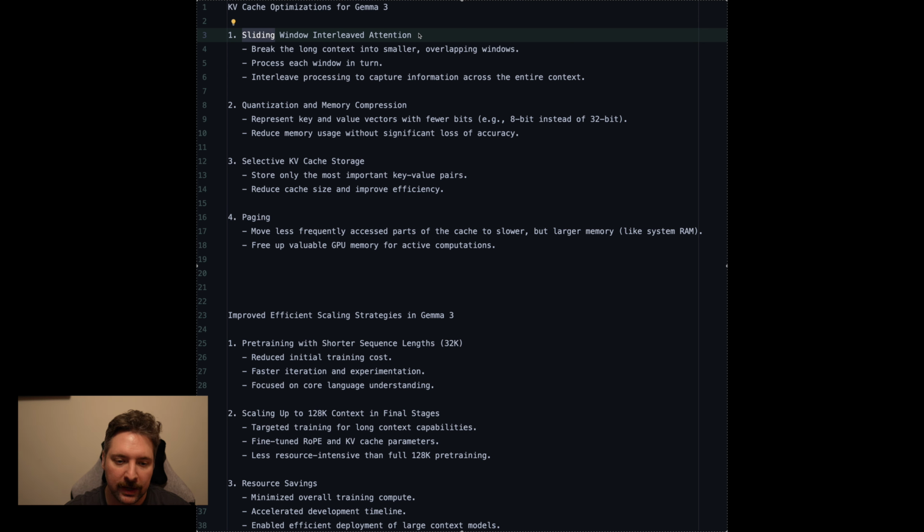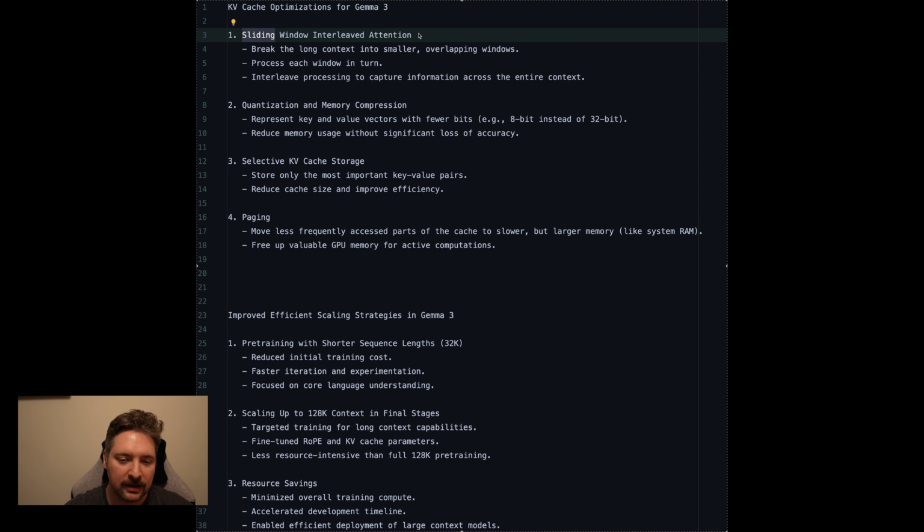Second, we have quantization and memory compression. Anybody that's worked in these models should understand this out of the box. If you get a float 32, you want to reduce the size of the memory footprint, just reduce it down to 8 bits. That's what they did here with the context. It says reduce memory usage without significant loss of accuracy, but I'm sure that Google made sure that that was true.